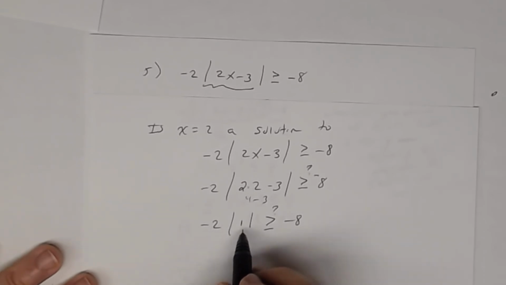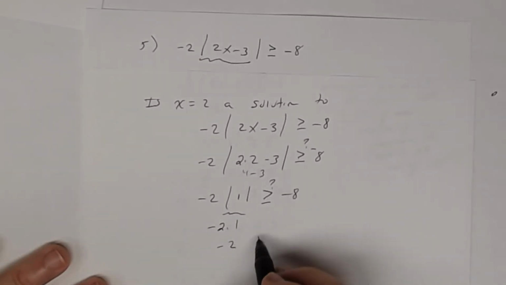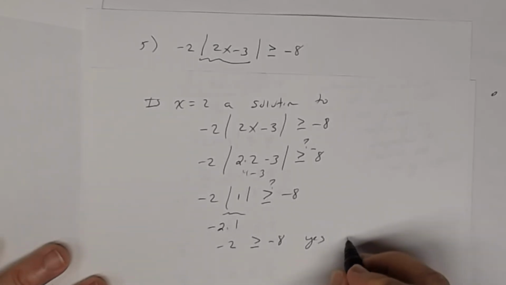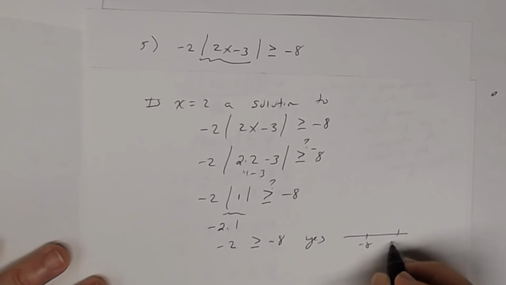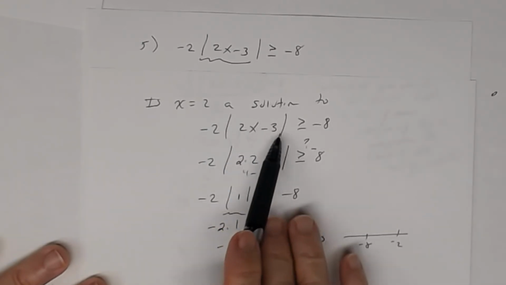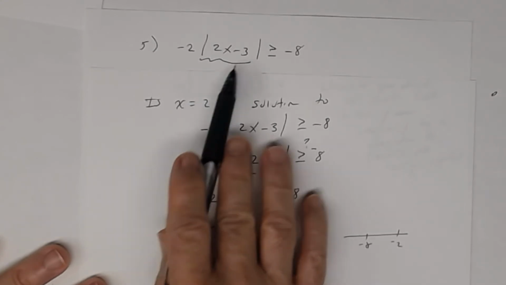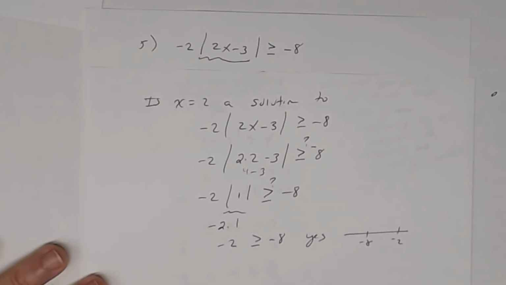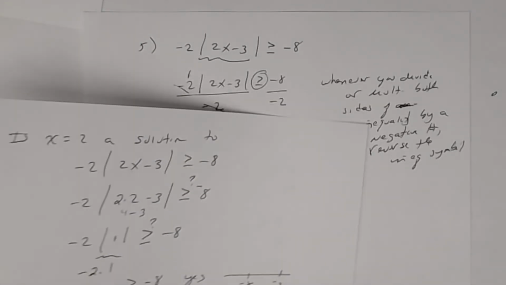Well, the absolute value of 1 is 1. So negative 2 times 1 is negative 2. And the question is, is negative 2 greater than or equal to negative 8? And the answer is yes, right? On the number line, if you think about it, here's negative 8, here's negative 2. Any number to the right of a number is greater, okay? So that's why 2 is a solution to this. If you check it, it makes the left-hand side greater than or equal to negative 8. All right? Okay, so that was number 5.